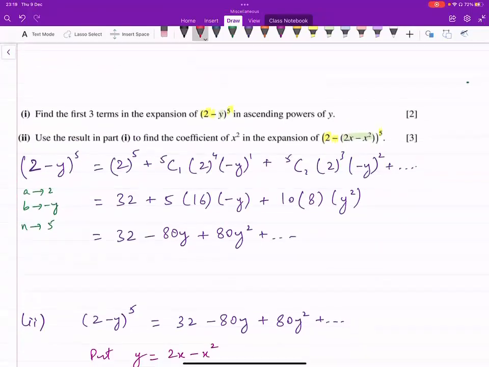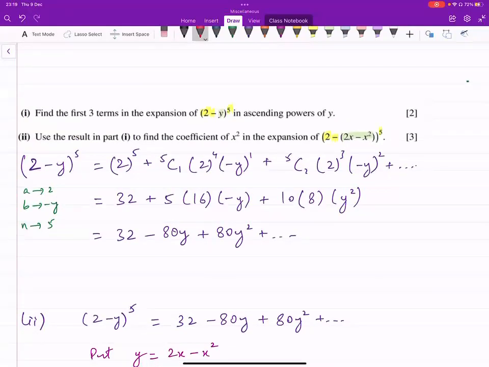It says use the result in part 1 to find the coefficient of x squared in the expansion of this thing. Now it's no longer two terms, it's three terms essentially. However, it says use the result in part 1. Now what's similar? If you compare the two, you had (2 minus y) whole raised to power 5 there. You've got 2 minus something else whole raised to power 5 here. The only difference is instead of y, you've got this whole thing that's 2x minus x squared.